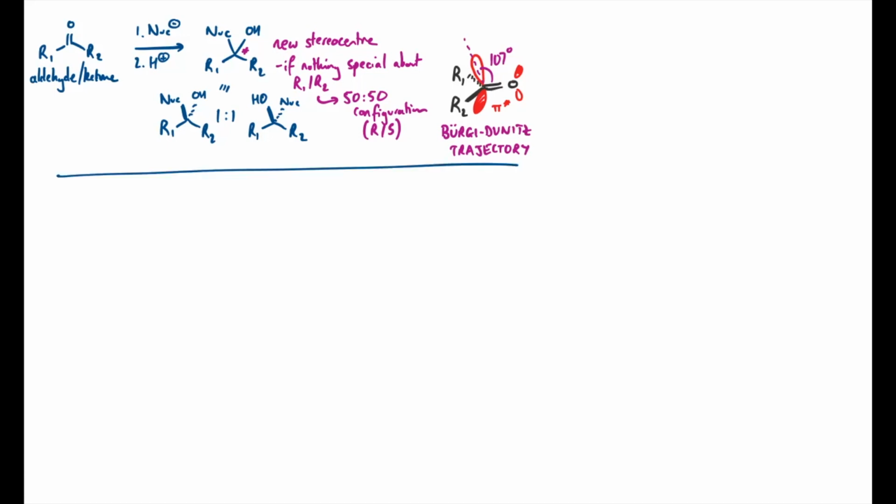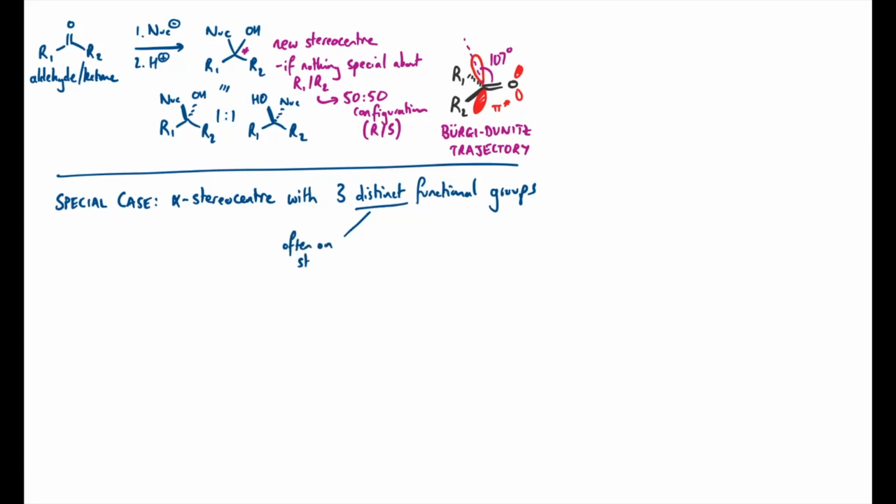However, there is a special case where we can get a preference for one face to be attacked over the other. And that's when you have an alpha stereocentre. So that's the stereocentre right next to the carbonyl on one of the groups. And specifically, that alpha stereocentre has to have three distinct functional groups. And by distinct, this is often on sterics, by which I mean you have an R large, an R medium, and an R small as our three different groups. In a lot of cases, the R small is a hydrogen.